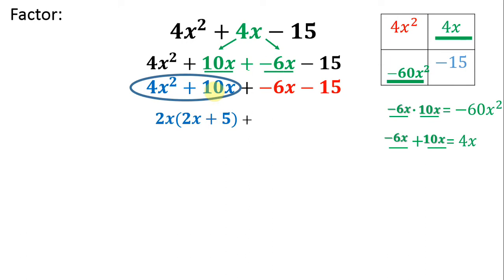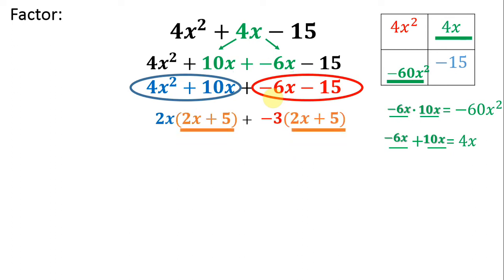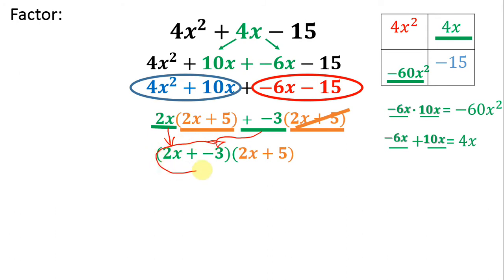I carried down my plus sign, and then I did the same thing over here. Notice that because this first term of these two that I'm factoring is negative, I factored out that negative. That way, I could get the same result on the inside of my parentheses. Then the 2x plus negative 3, the stuff not in parentheses, becomes a factor, and then my 2x plus 5 becomes a factor.